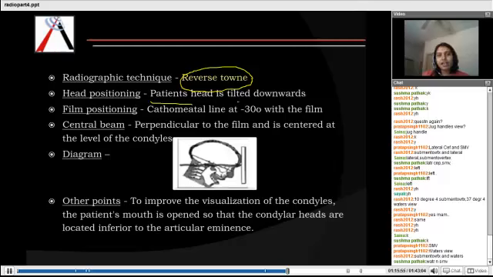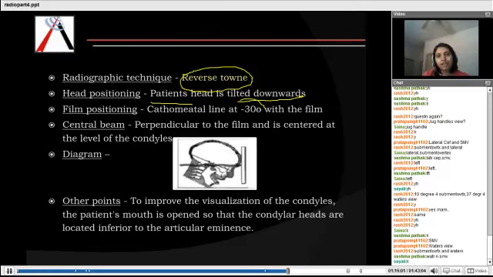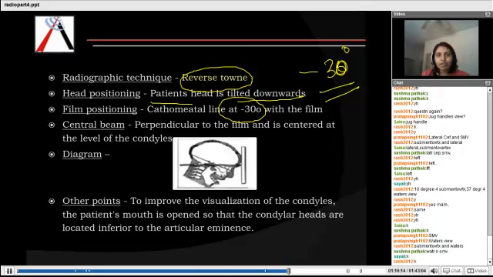Here the patient's head is tilted downwards. The centimeter line is minus 30 degrees with the film. Yes, Sushma, Waters and SMV. Minus 30 degrees with the film. The central beam is perpendicular to the film and the level of the beam is at the condyles. Okay, at the level of the condyle.